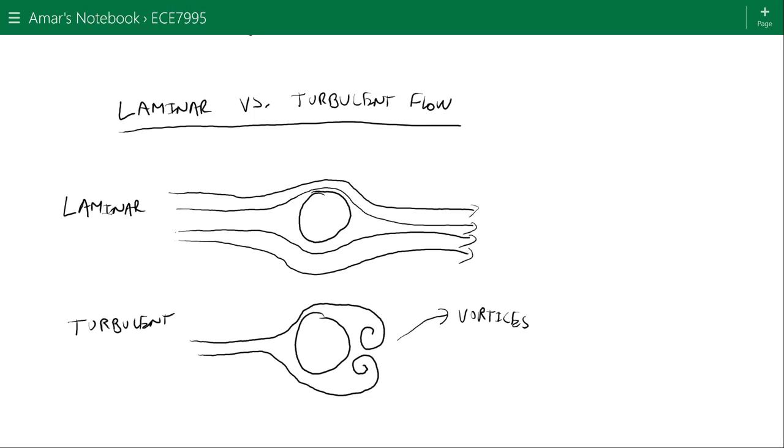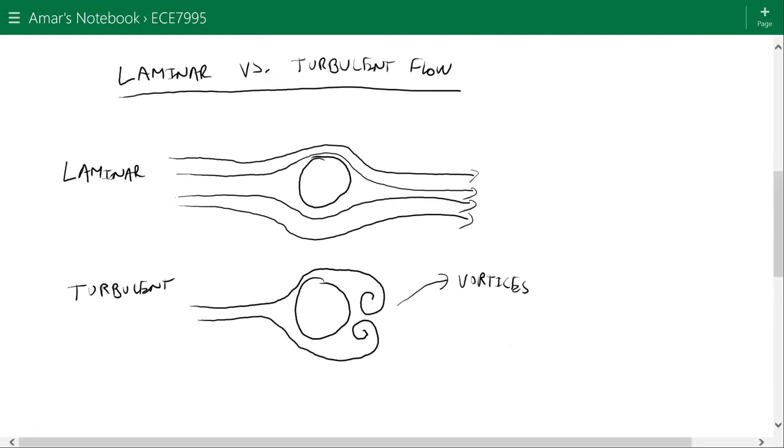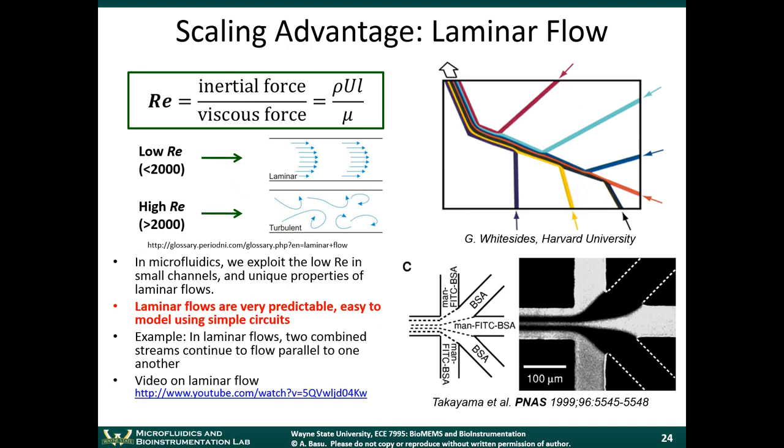In microfluidic devices, we generally will see laminar flow. We're at low Reynolds number, and you end up seeing these types of patterns. Turbulent flow is a little bit more difficult to analyze. So in microfluidic channels, we exploit low Reynolds number flow and the unique properties of laminar flow. Laminar flows are very predictable, and they're easy to model using simple circuits. We'll see an example of that on the next slide.